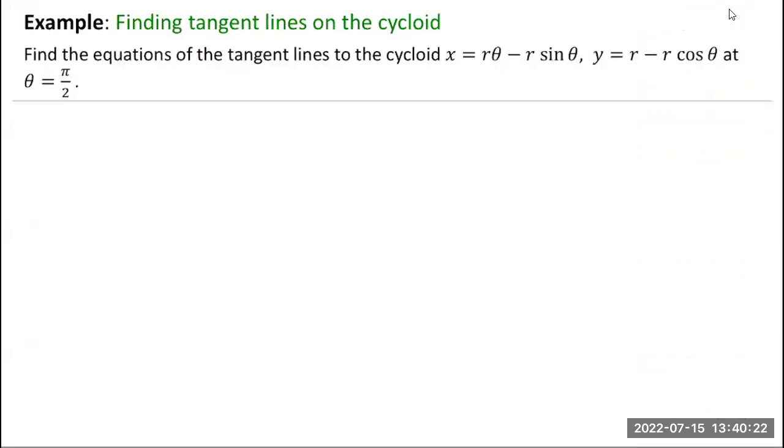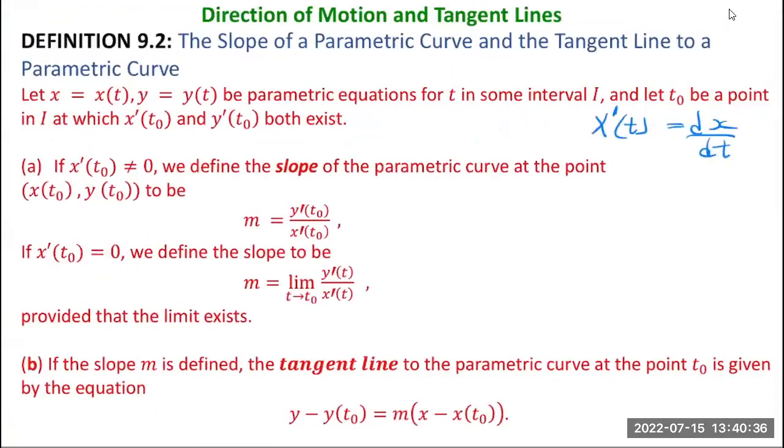How do you find the tangent lines to this cycloid at the point where theta is equal to pi over 2? Well, we apply this theorem. Okay, let's try to find the slope first. Because to find the tangent line, I need the slope, right? Let's find the slope first.